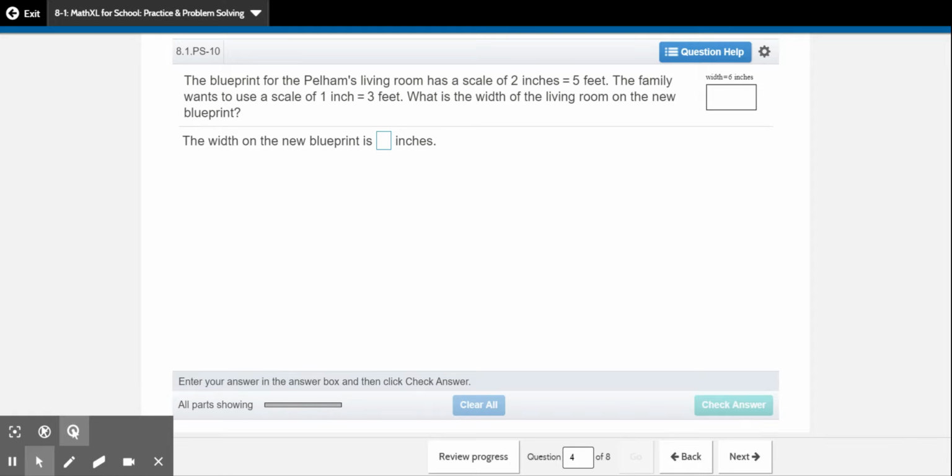The blueprint for the Pelham's living room has a scale of 2 inches equals 5 feet. The family wants to use a scale of 1 inch equals 3 feet. What is the width of the living room on the new blueprint?